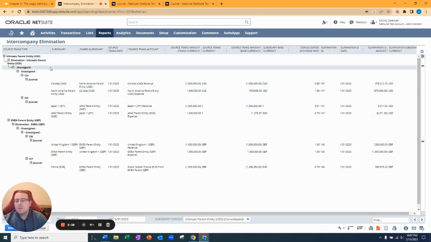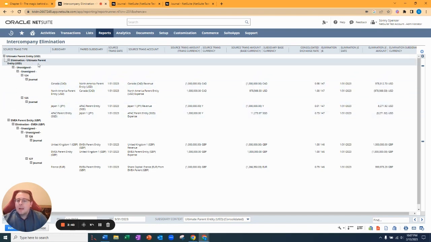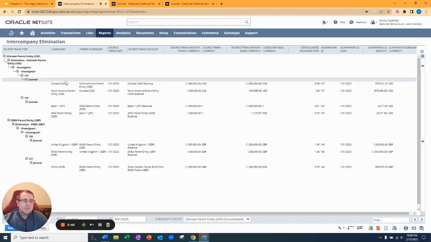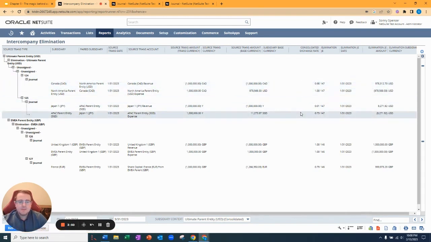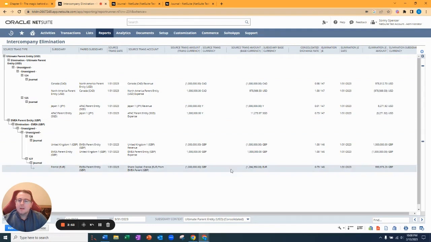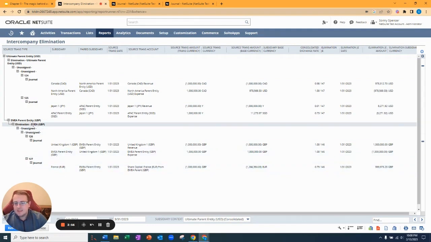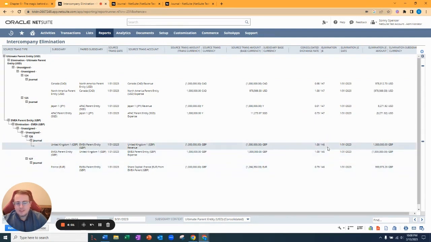In this case, we can see for our elimination entity in USD, we have an elimination entry 147 that eliminates a number of intercompany balances in the January period. Likewise, for our EMEA entity that is eliminated in GBP, we have journal entry 146 that is also posted in January 2023. So this report will be very helpful where you are looking to track these historical elimination entries.